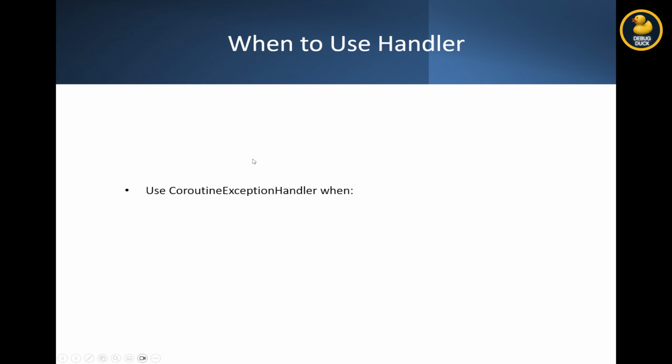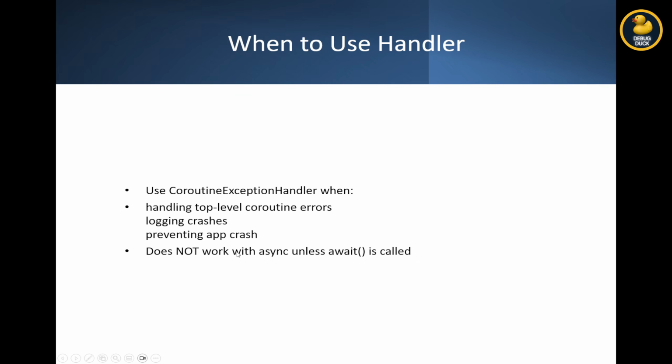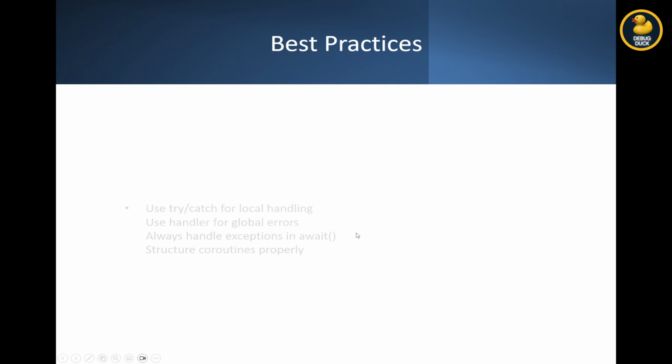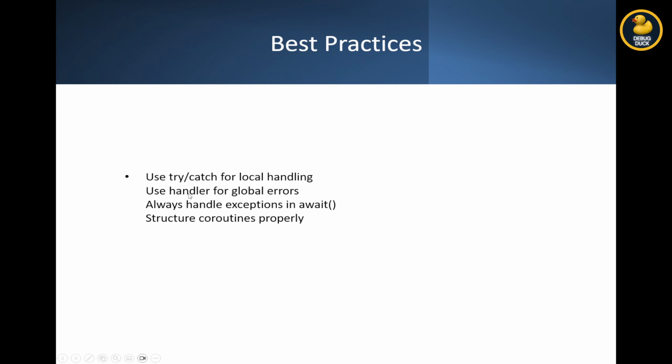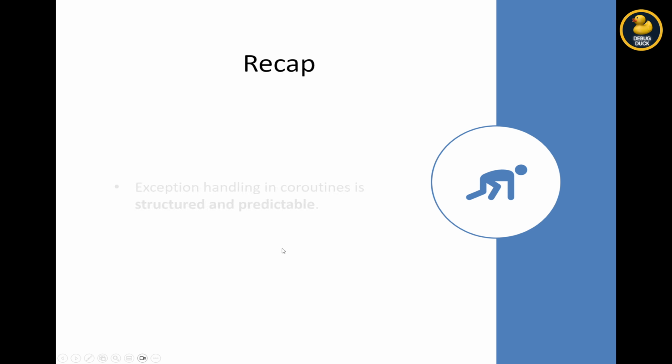When to use the handler? Use CoroutineExceptionHandler when handling top-level coroutine errors, logging crashes, and preventing app crashes. It doesn't work with async unless await is called. The best practice: use try catch for local handling, use the handler for global errors, always handle exceptions in await, structure coroutines properly, and avoid ignoring exceptions or mixing launch and async incorrectly.